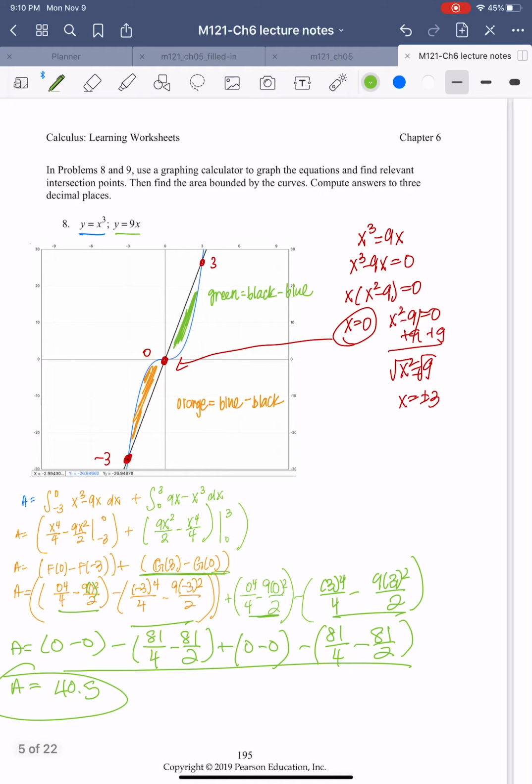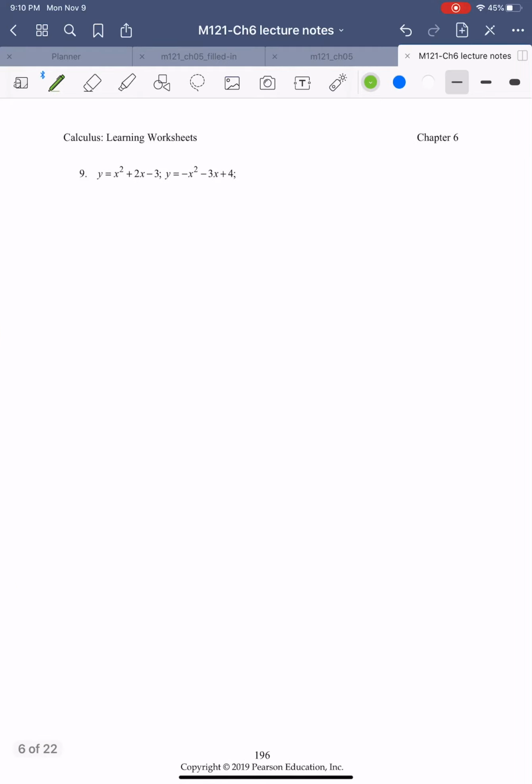All right, so you can do the same thing using the calculator. Find the intersection points. I already did 2 problems, like number 5 and number 8. So number 9 is your practice, and the area I got was 30.375. So this is a try-on-your-own problem.